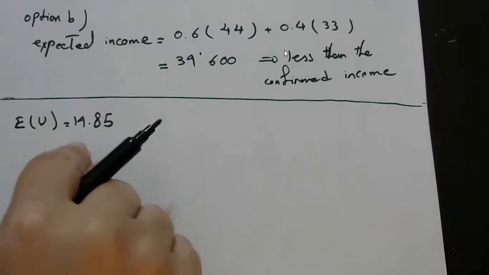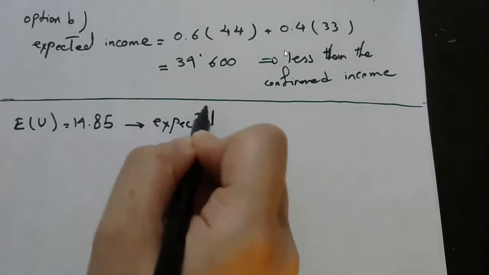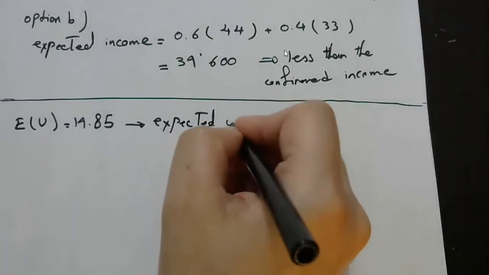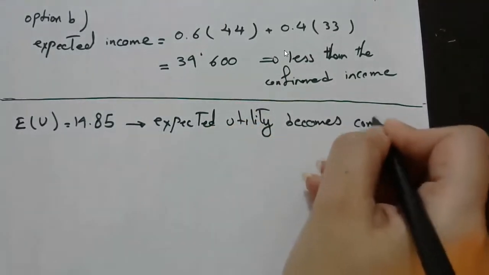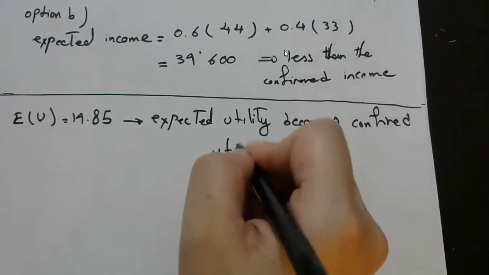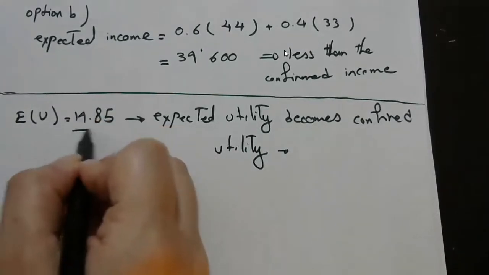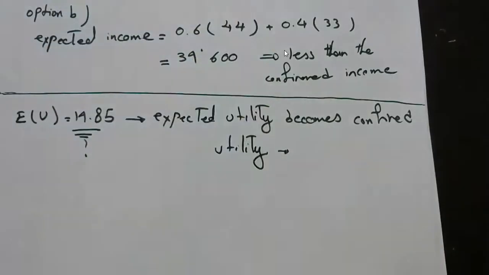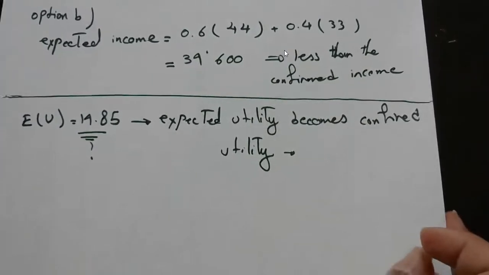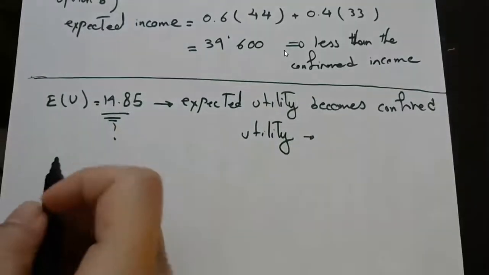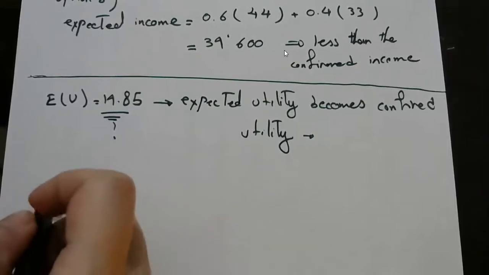So now she wants to make sure that this expected utility, which means it's not confirmed, right? So he wants to make sure that the expected utility becomes confirmed utility. If the expected utility wants to become confirmed utility, what does it mean? It means that you have to put this expected utility in your utility function and calculate the level of income. The utility function is given to you, and you want to make sure that this expected utility is the confirmed utility now.